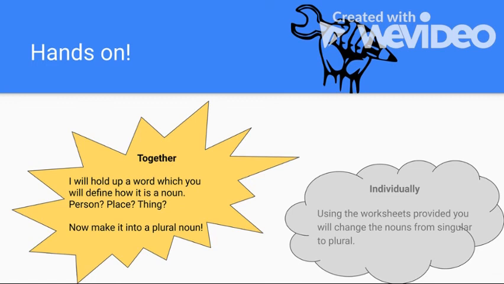First, we will start with an activity together as a group to further your understanding of singular and plural nouns. It will begin with a review of a word, and you will have to decide if it is a noun by choosing if it is a person, place, or thing. Once you have figured out if it is a noun, you must make it into a plural noun. Writing your answers down on a piece of paper, we will go over these answers together after each word in order to clarify any confusion you may have. After our group discussion, you will individually have a worksheet that will provide nouns for you to change from singular to plural.